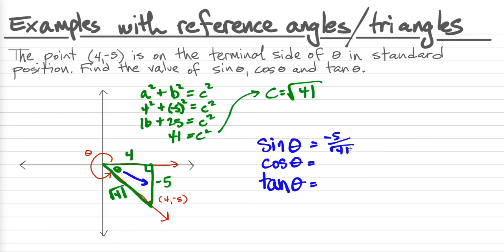I don't have much room. Okay, how about cosine now? It would be 4 over square root of 41. Perfect. And tan would be -5 over 4. Perfect. Coming up with the final answers isn't going to be too bad. It's all of the work leading up to the final answers. Nothing here is individually hard. It's just a lot of new things.